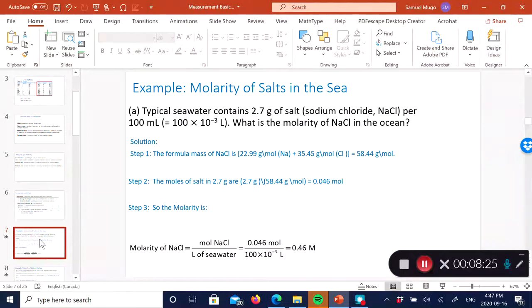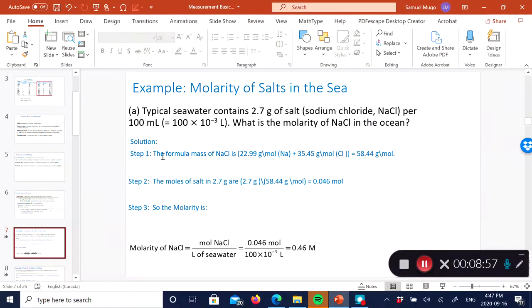Now, I'll give you a quick example just to jog your brains about calculating molarity, which I think you all know, but just to make sure we are on the same page. Assume you're given a problem like this: typical seawater containing 2.7 grams of sodium chloride dissolved in 100 ml or 0.1 liters. How do you calculate the molarity or molar concentration?